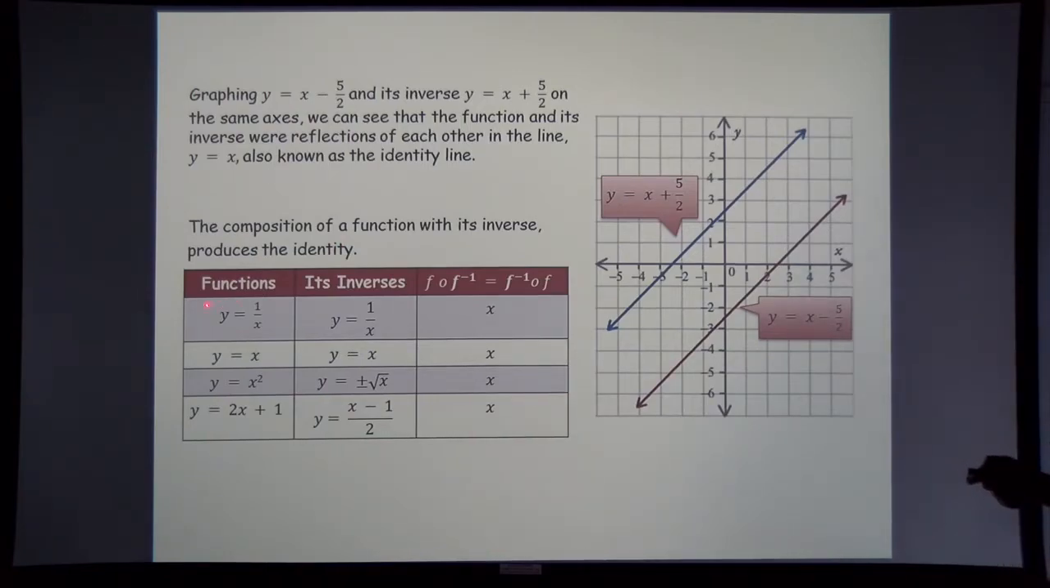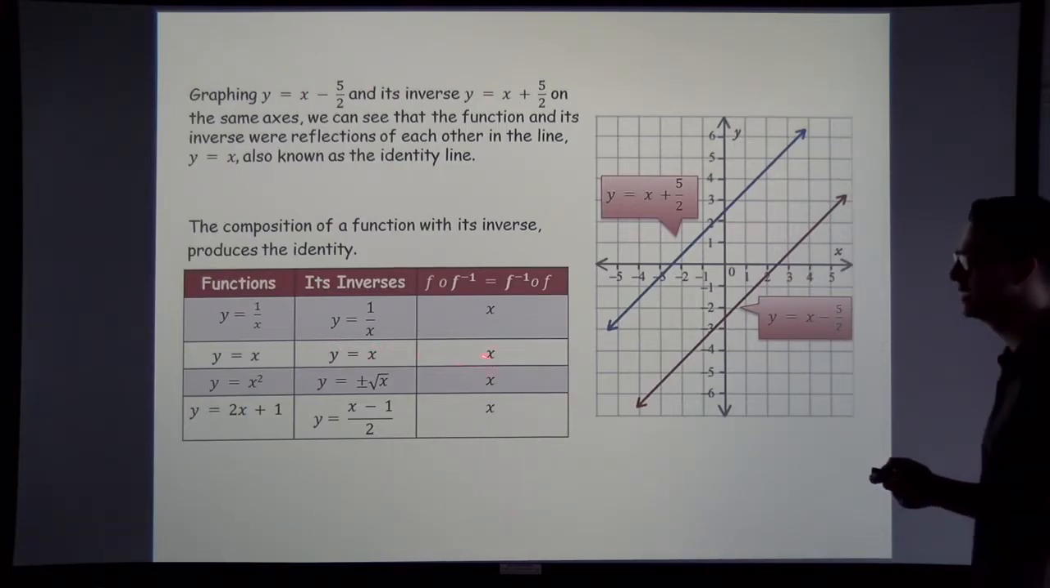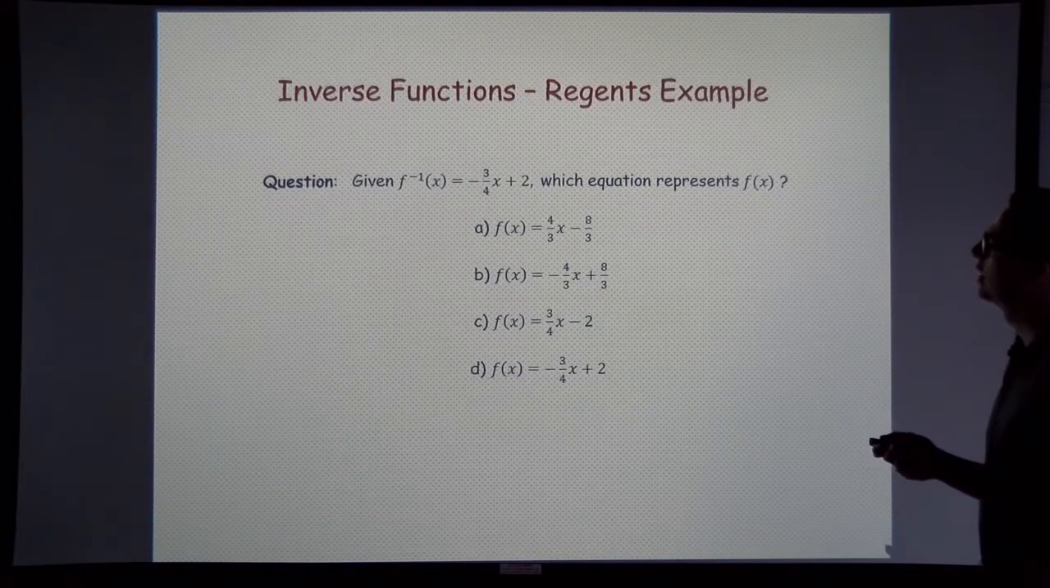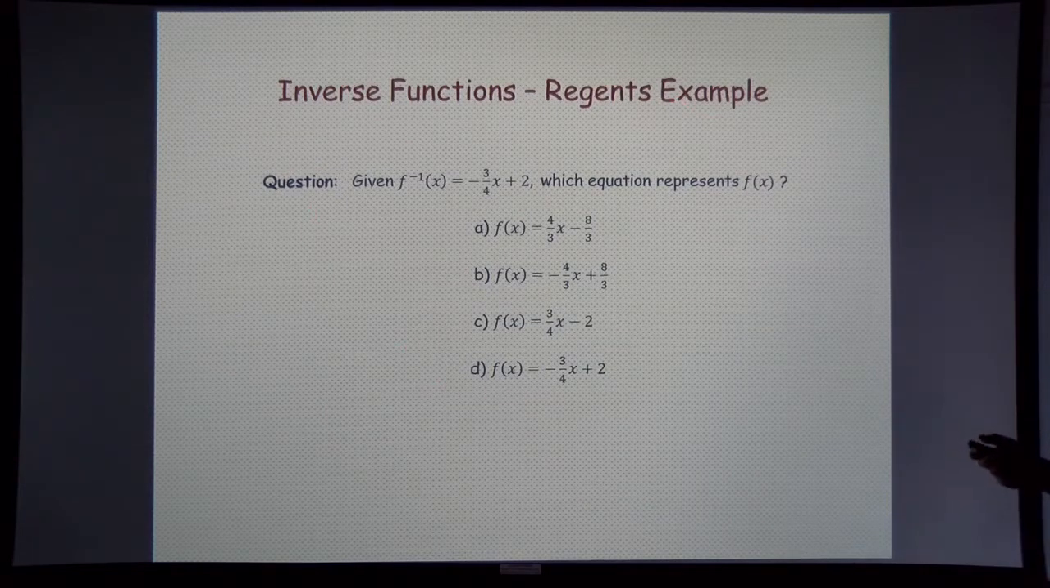So if we have our function y equals 1 over x, the inverse is going to be y equals 1 over x. So f of f to the -1 is going to be x. Same thing, if we had y equals x, the inverse is still going to be y equals x, which still gives f of f to the -1 equals x. Does everybody see where I'm going with this one now? Very good. Let's do this example and then we'll take a quick break.